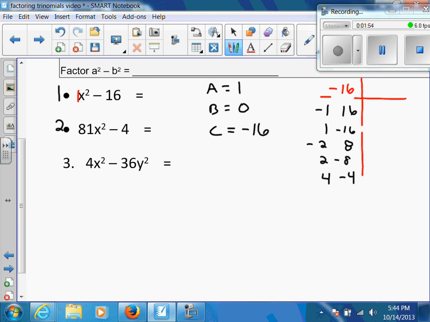So now I add up my factors: positive 15, negative 15, 6, negative 6, and 0. Which one do I want? B is 0.